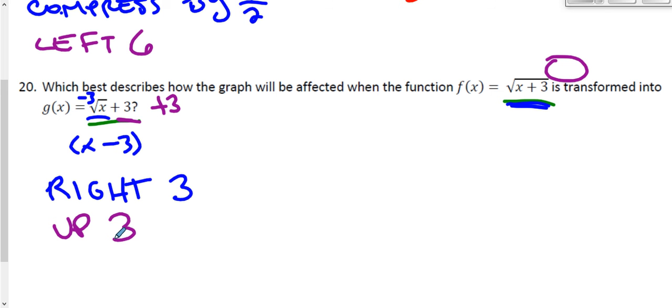Awesome. We're going to pick up with inverse functions in the next video.